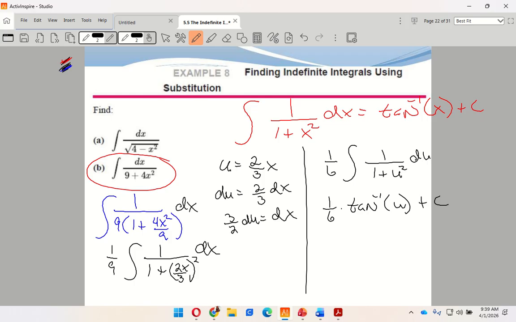And now I just pull my u back, or my x back in. So 1 over 6 times arctan of 2x over 3. Is that cray-cray?